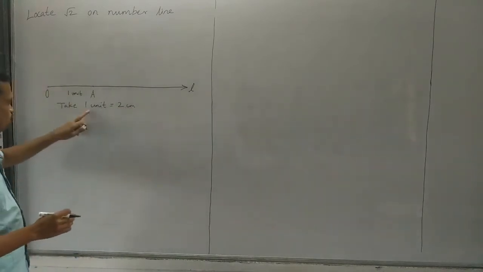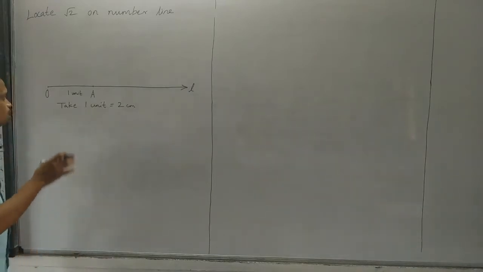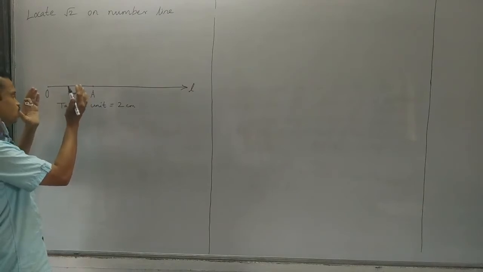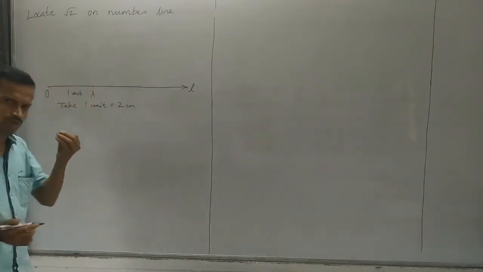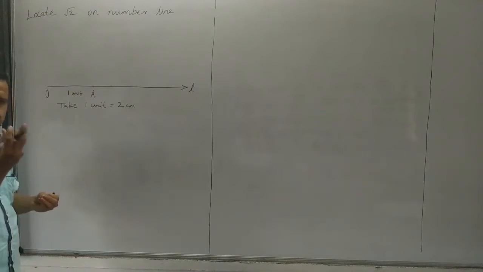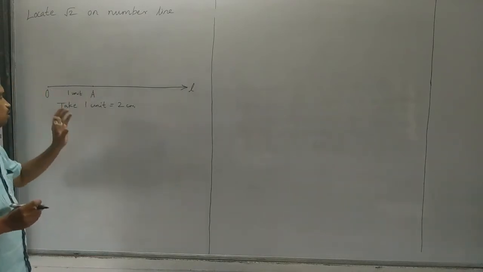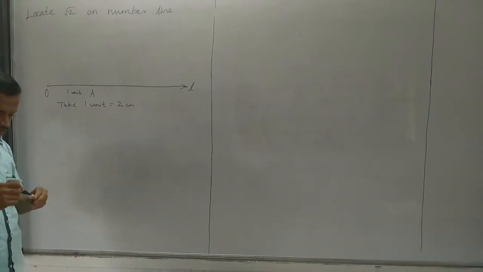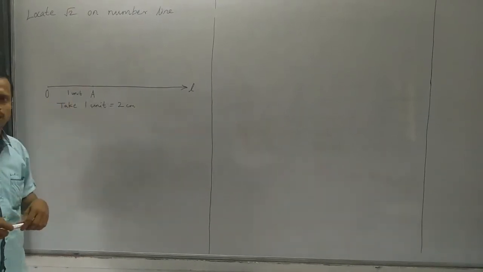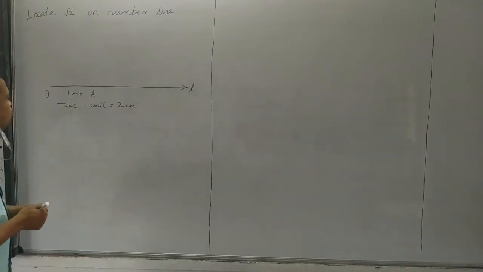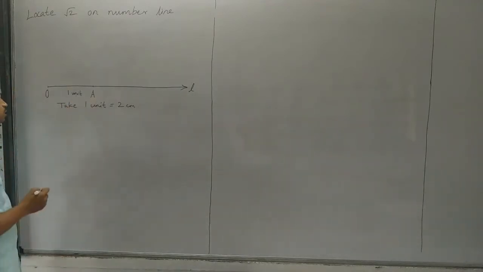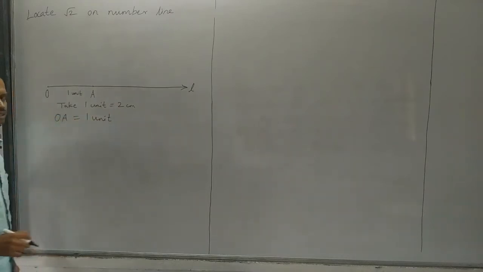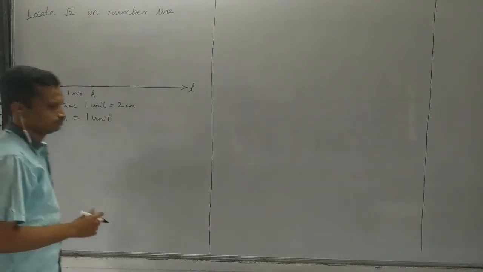What I am telling is, take 1 unit as 2 centimeter, then only we can get a large gap. If you take 1 centimeter, it will be too small to see. So to see it clearly, we have to take 1 unit as 2 centimeter. And now OA is 1 unit. Sorry, 1 unit. 1 unit is 2 centimeter measure. Just that.